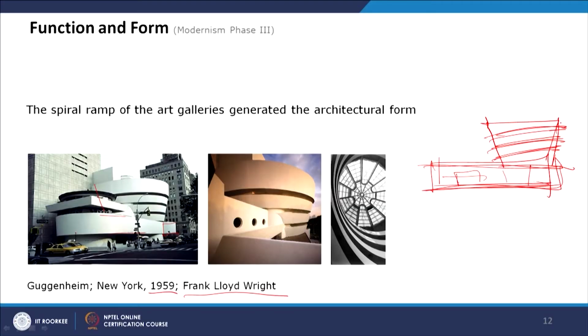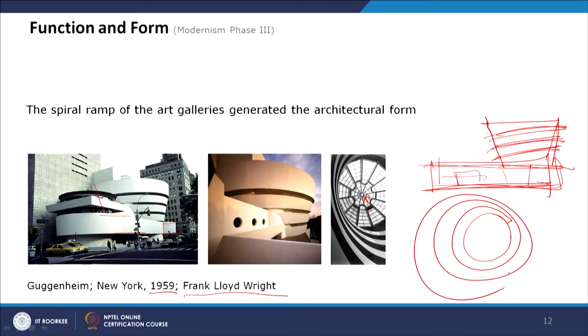So this form is generated from the function of this museum, where if you look at the plan, you will see that there is a central atrium. This is the view from the atrium. The top of this atrium is a skylight from where the light comes, and around this atrium this ramp started going. And if you look at it, this ramp started growing into the volume, and that gives the form of this building.